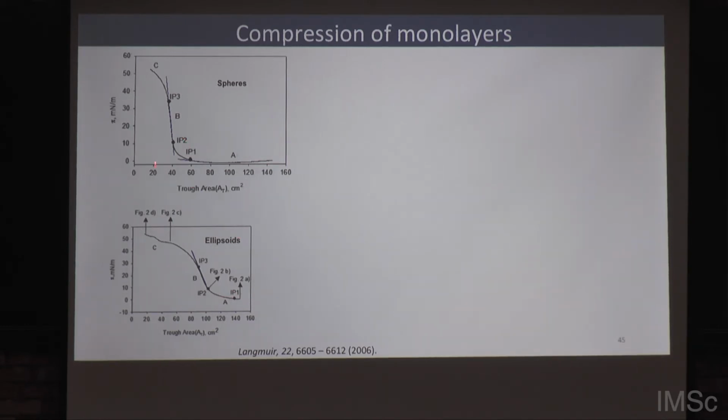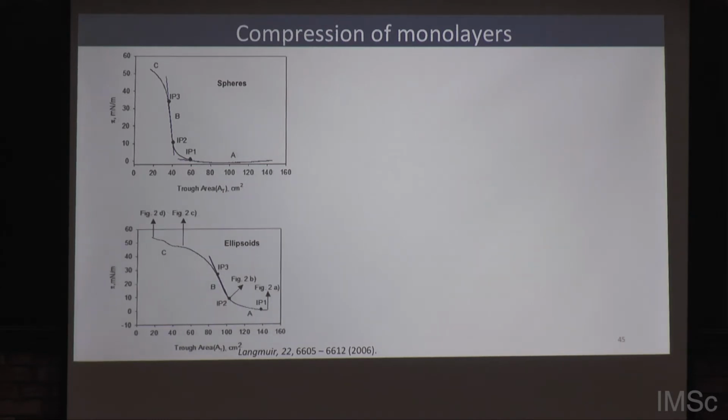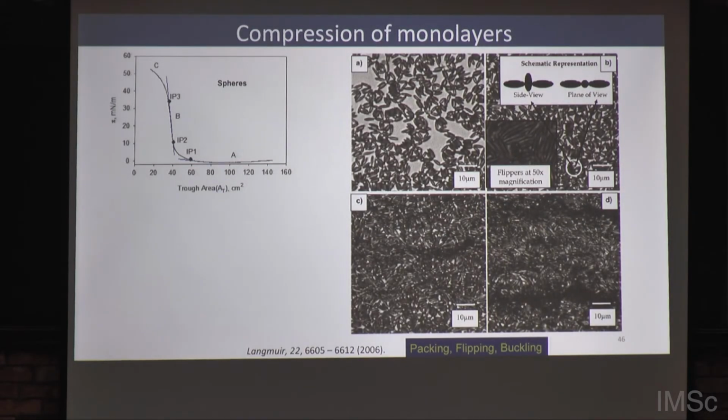One is this transition going from IP1 to IP2, we think it's much more gradual. If you see, it happens over larger areas, a larger area here. That's much more gradual than here. And again beyond IP3, we see a much more gradual transition, a gradual change in the surface pressure as a function of trough area. And we think such changes are associated with the way the particles assemble at the surface.